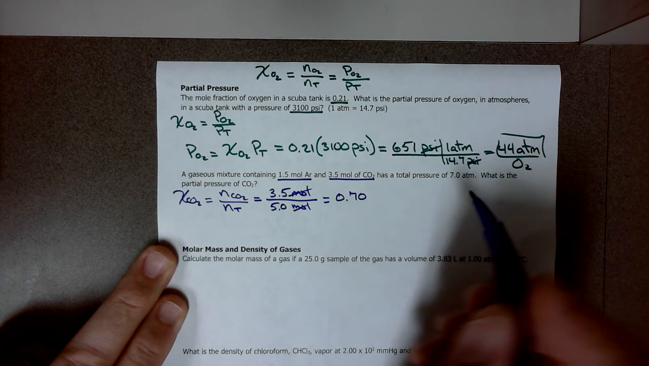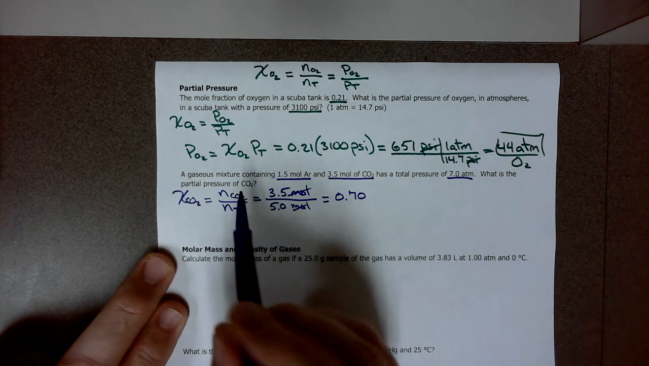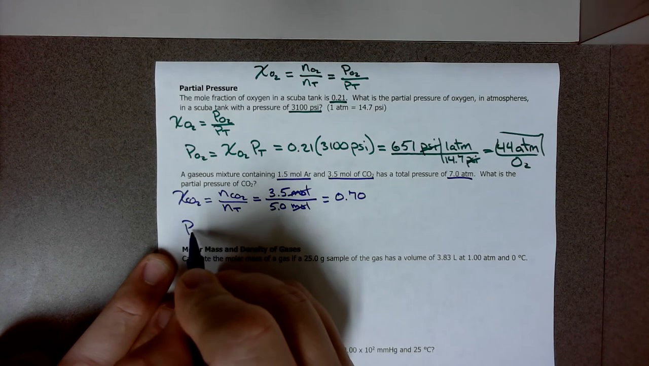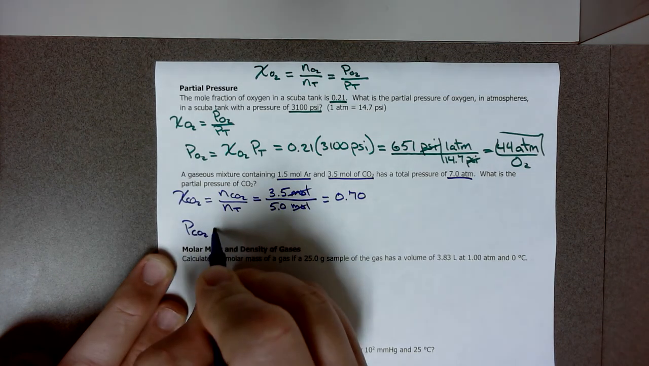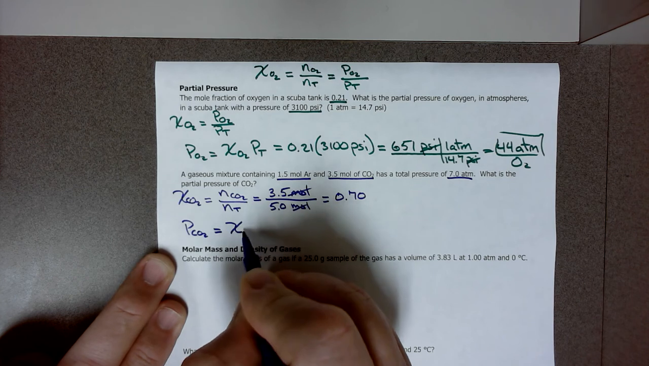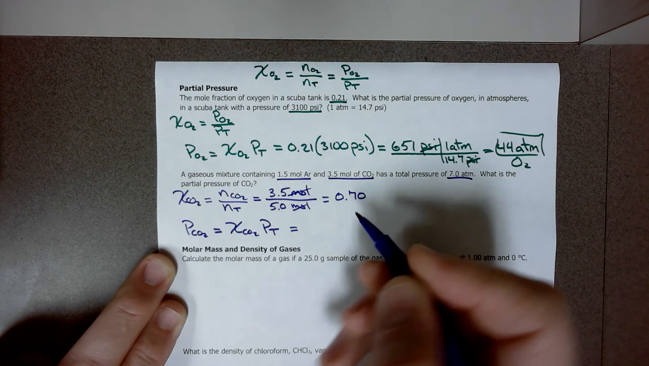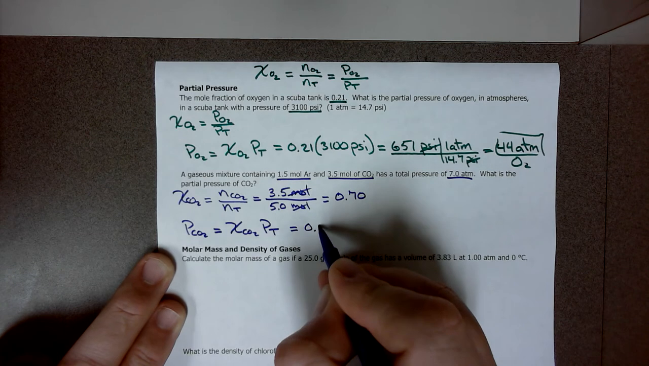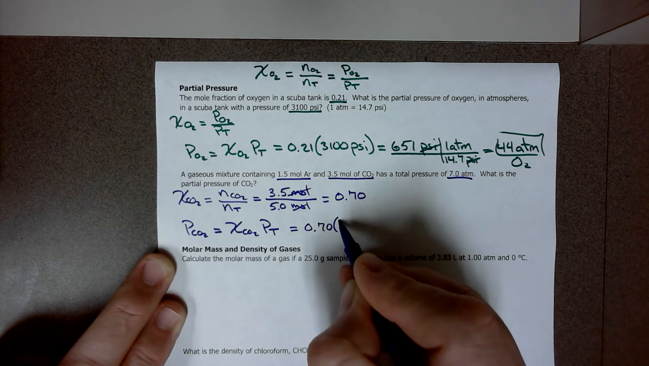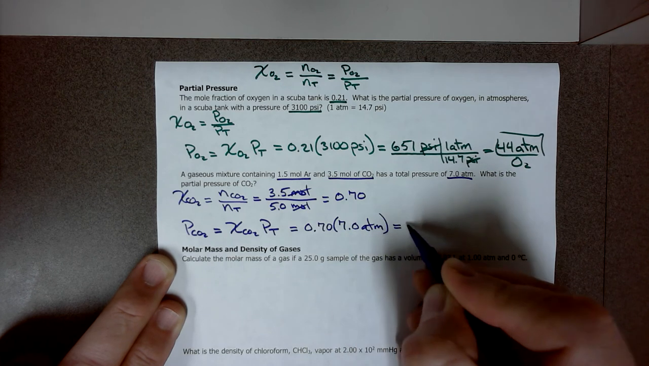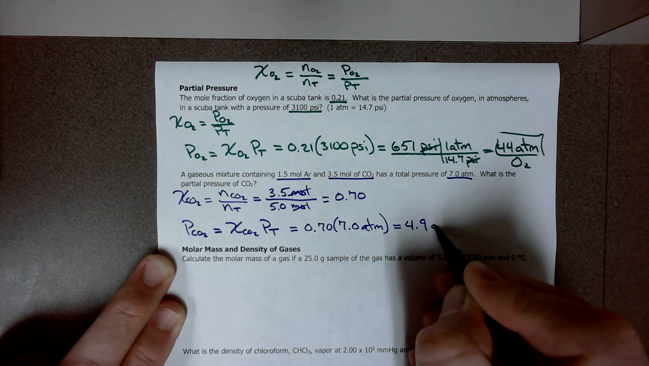Now the total pressure is 7. So if I look back up at this equation, the pressure of the carbon dioxide in that system is equal to the mole fraction of carbon dioxide times the total pressure. So that's going to be 0.70 times 7.0 atmospheres. That's the total. And that comes out to be 4.9 atmospheres. Okay.